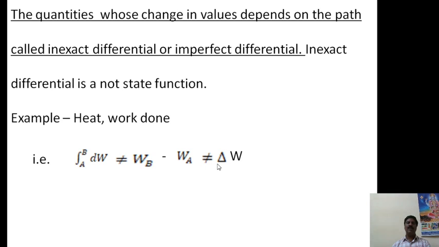It is not equal to wb. This is the inexact differentials. Therefore, we say that there are two kinds of differentials, exact and inexact, and these are the most important for examination points. They may ask in the examination what are exact and inexact differentials and give an example, which means you have to give any examples.